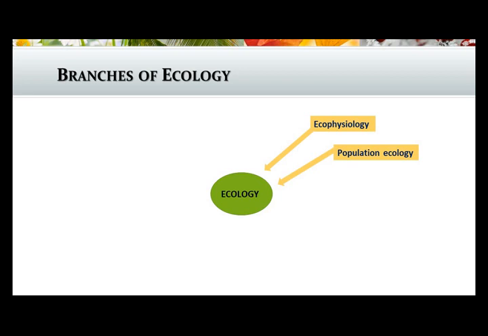Population ecology, it is also known as autecology. Population ecology is a subfield of ecology. It deals with the dynamics of species populations and how these populations interact with the environment. It is the study of how the population size of species living together in a group changes over time and space. It was one of the first aspects of ecology to be studied and modeled mathematically.